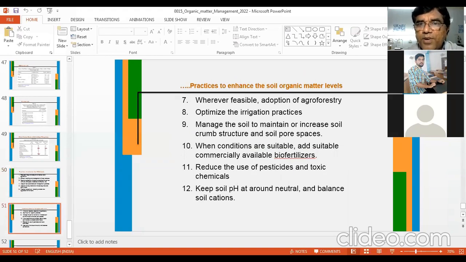Wherever feasible, adopt agroforestry, because agroforestry is also good for reducing soil erosion, and litter fall is there. Optimize irrigation practices, and manage the soil to maintain or increase crumbly soil structure and soil pore spaces. That helps to reduce erosion and increase organic matter, and the contribution of plant roots will be more if you have crumbly structure. When conditions are suitable, add suitable commercially available biofertilizer. Wherever possible, biofertilizer should be part of INM because they also increase carbon content.